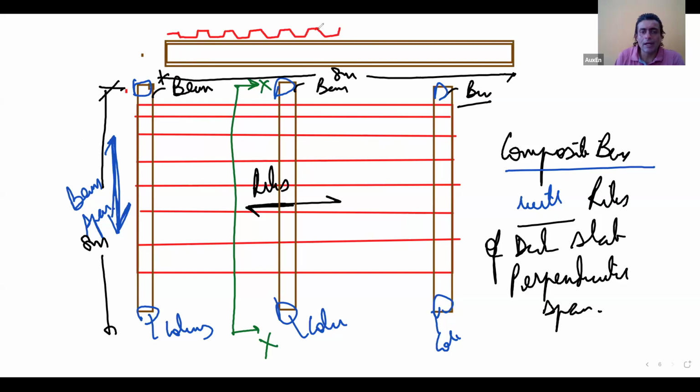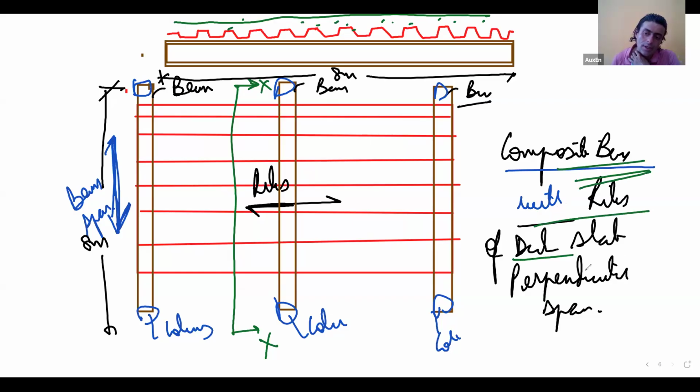So the ribs of the deck slab are perpendicular to the beam span. And then of course on top of it we will do the concreting later on. Very good. So this type of composite beam becomes a beam with ribs of the deck slab perpendicular to the beam span.